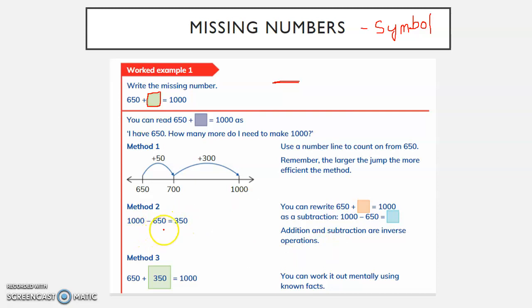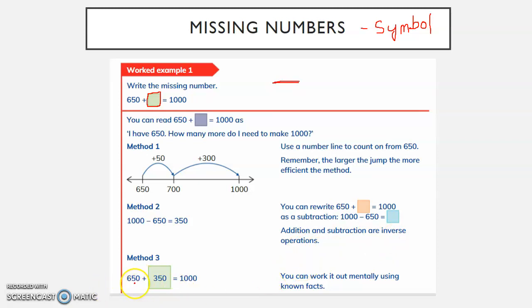Okay, here again we count on from 650. We get the answer as 350. You can rewrite 650 plus 350 is equal to 1000, and 1000 minus 650 is 350. Addition and subtraction are inverse operations.